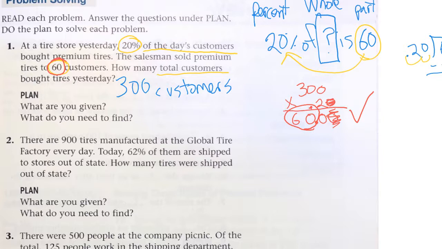So that's how we can do our problems. Make sure to read the problem, figure out what part's missing. Is it the percent or the whole or the part? And then do the operation that you need to find that missing piece. And you can check if you'd like to.